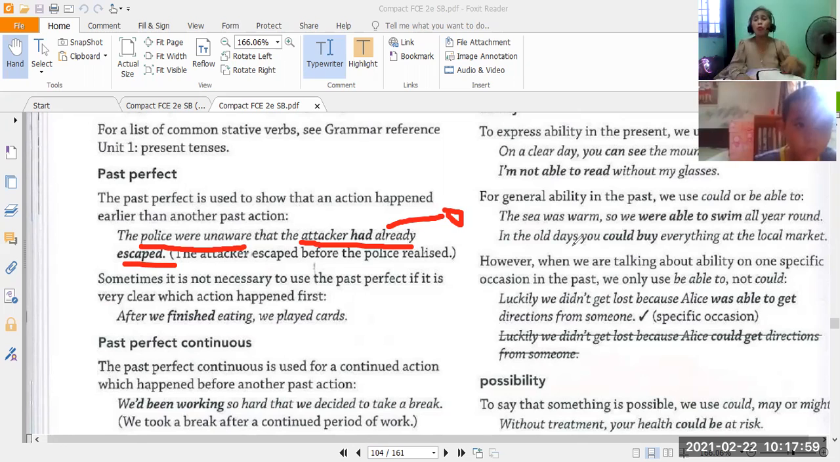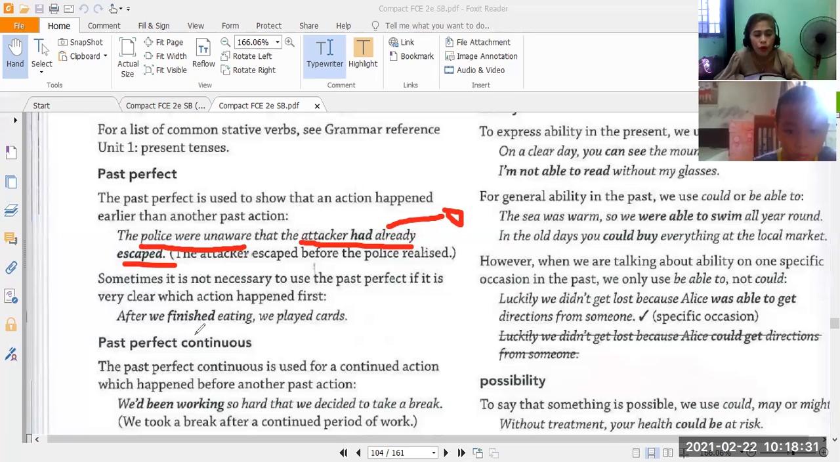When someone said, "Oh, there's an attacker," the attacker came inside the house. The police is unaware of that. Too late to realize that the attacker had escaped already. So the first action here is the attacker had already escaped. The second action here is the police were unaware. Do you understand? Yes. Okay, that's it.